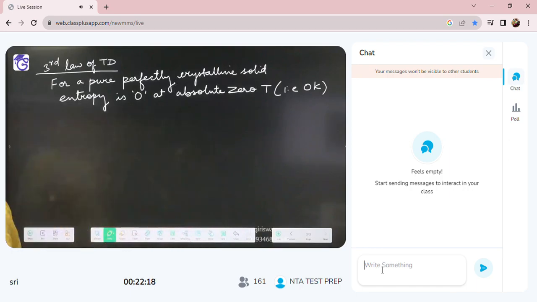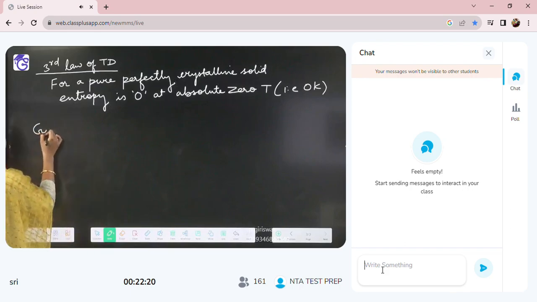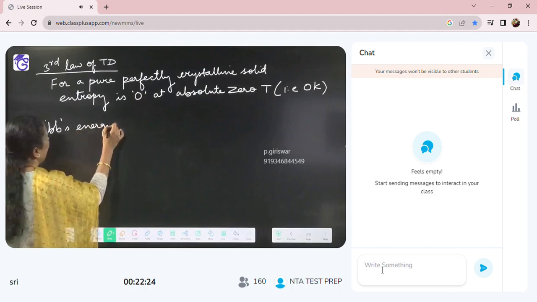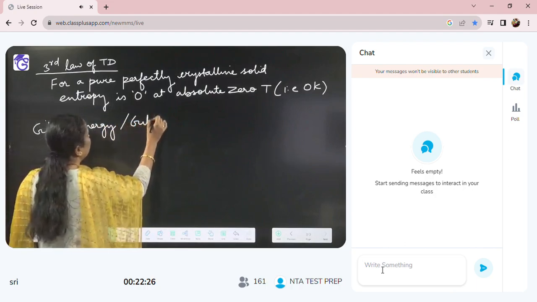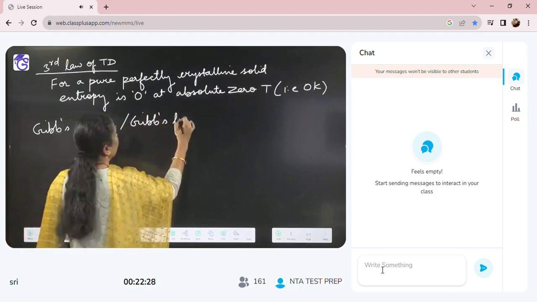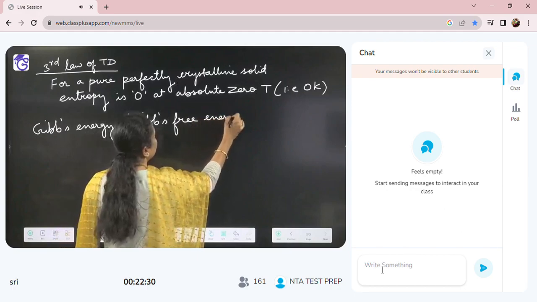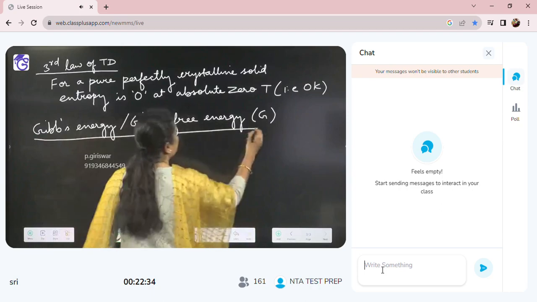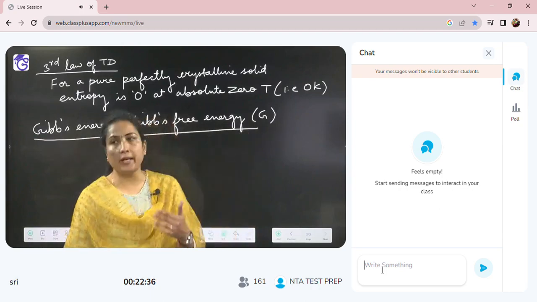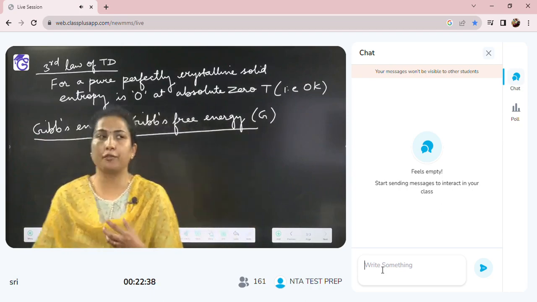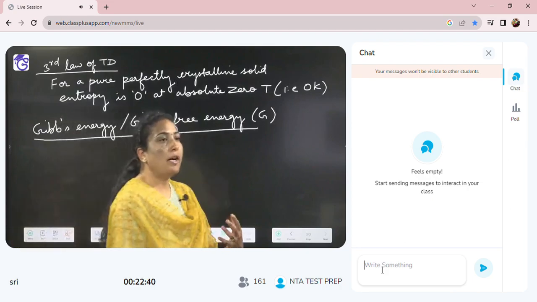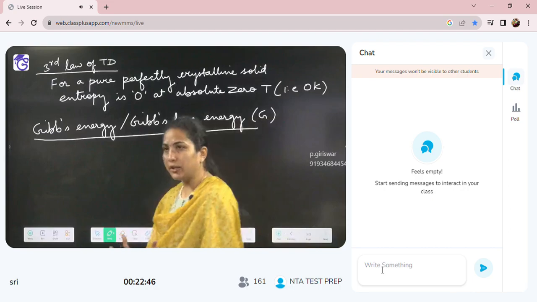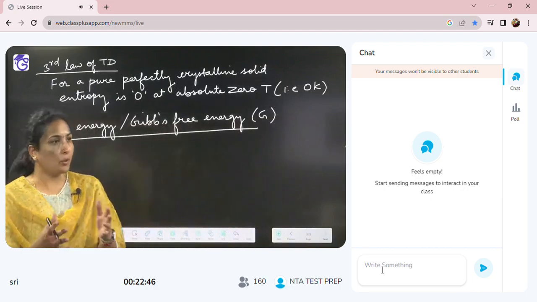Now let us proceed towards the next topic, which is Gibbs energy, or Gibbs free energy, and the symbol for this is G. Now let us try to understand why people thought that G should be introduced. You already know that G is a criterion of spontaneity, right? Now let us try to understand this part.